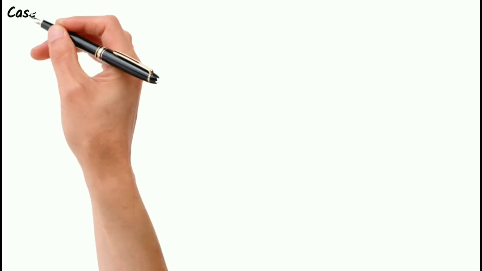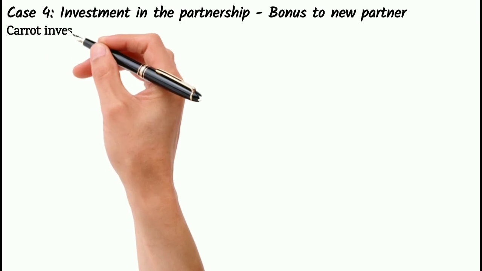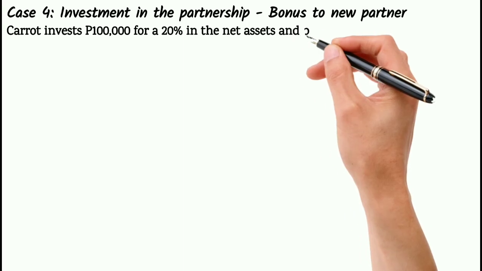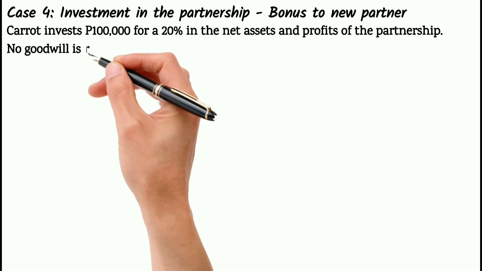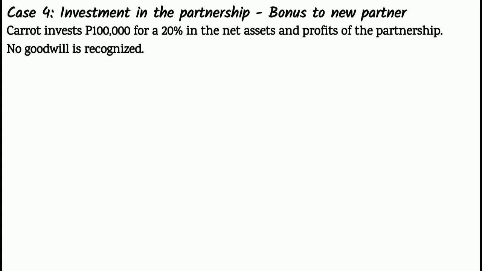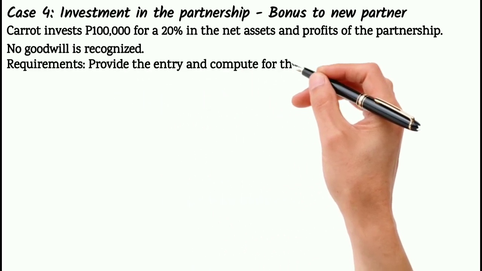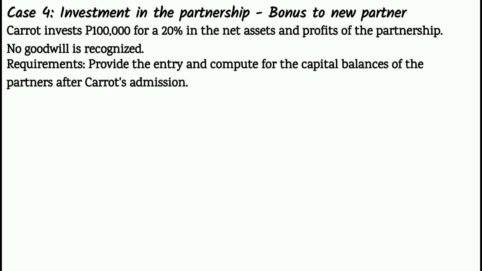Next, case 4, investment in the partnership, bonus to new partner. Carrot invests 100,000 pesos for a 20% interest in the net assets and profits of the partnership. No goodwill is recognized. In this case, the requirements are provide the entry and compute for the capital balances of the partners after Carrot's admission. First, let's compute for the bonus to Carrot, since Carrot is the new partner.